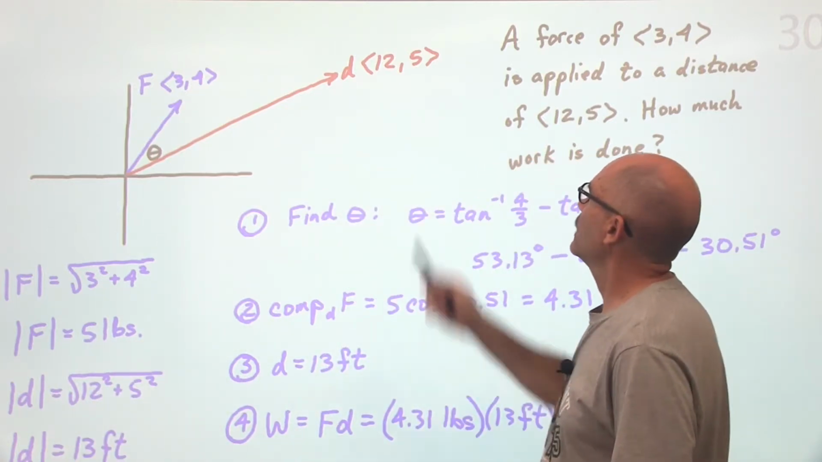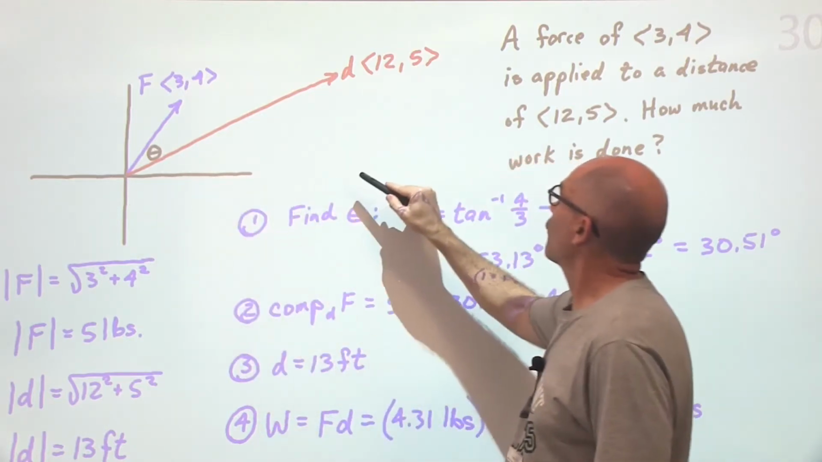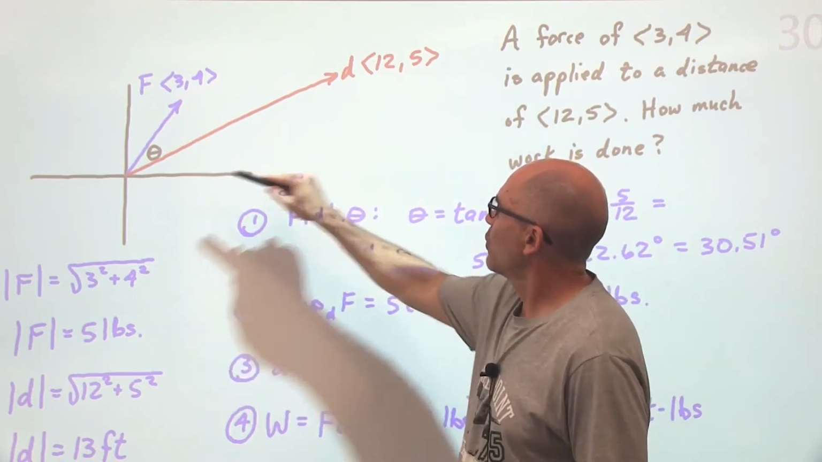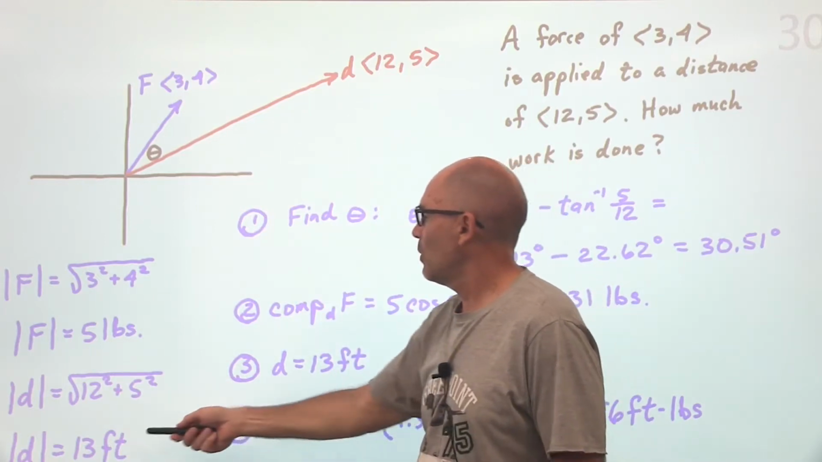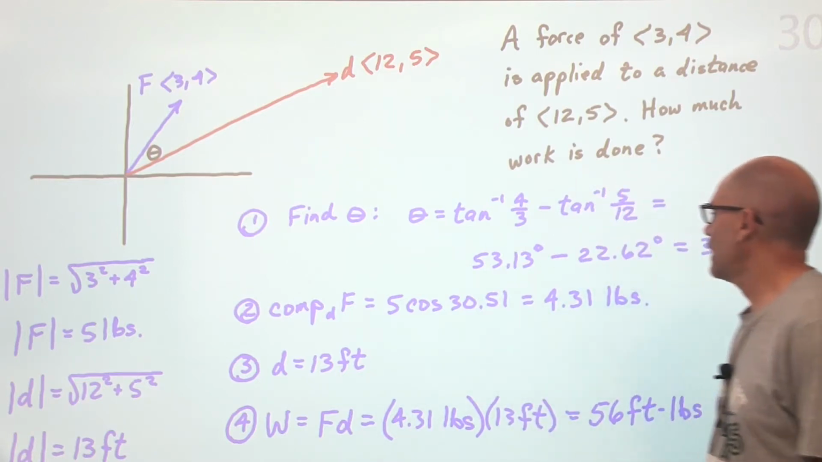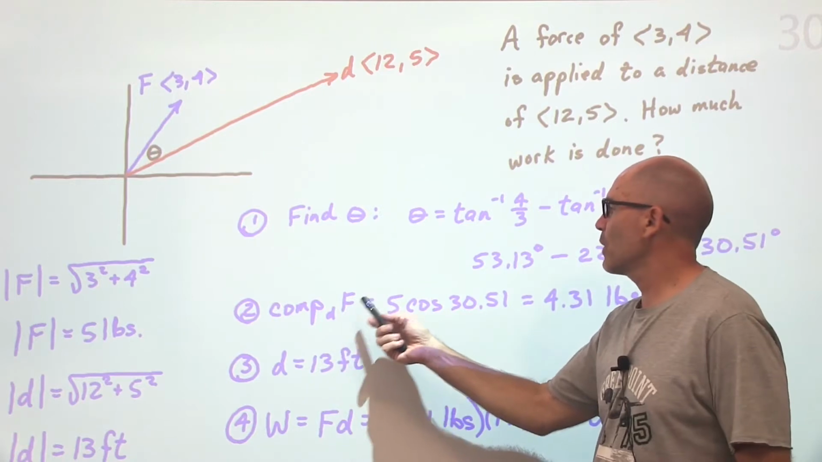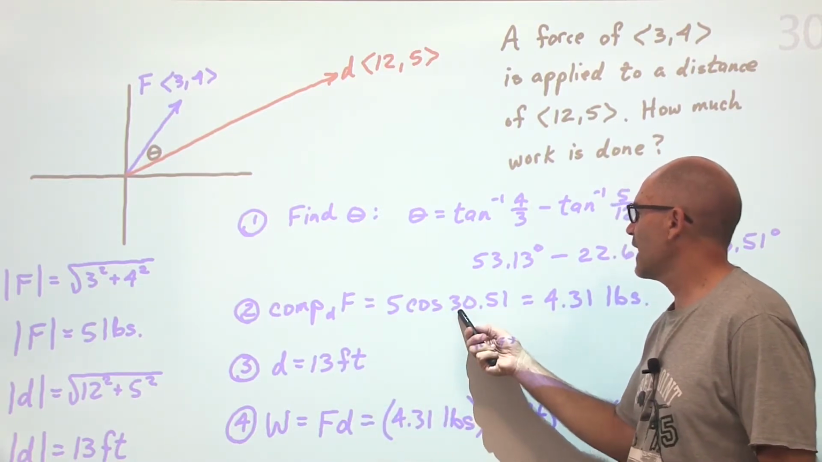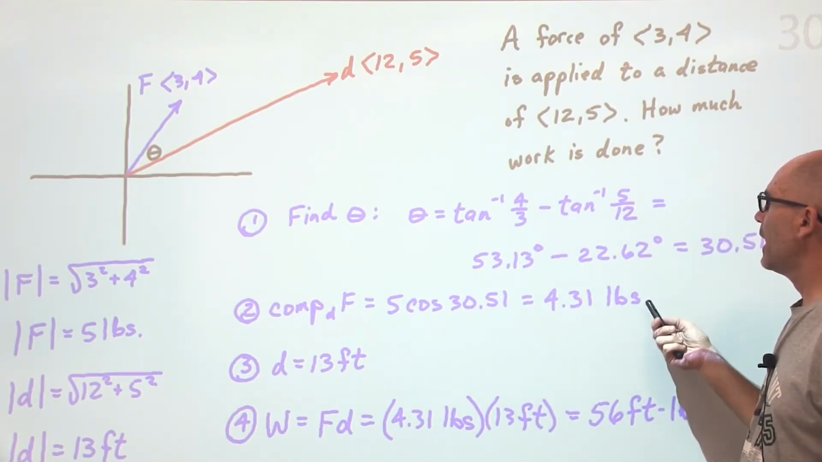Now, what's the magnitude of the distance while we're at it? Well, if it's 12 right and 5 up, then I have a 12, 5, 13 right triangle, so the magnitude of my distance is 13 feet. Okay, now we're ready to go. So the component of force along the distance is going to be the magnitude of the force times cosine of the angle in between, which is 4.31 pounds.